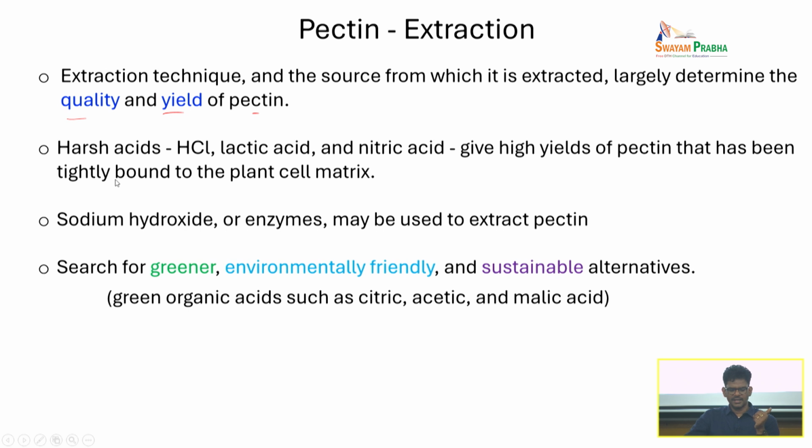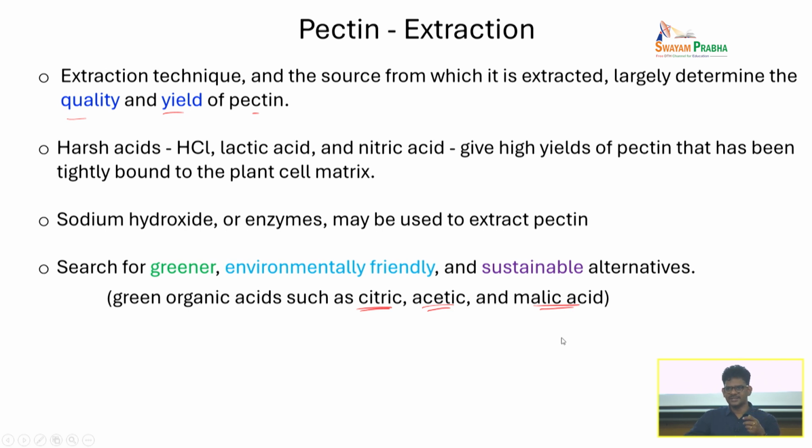Okay, in some cases alkali based extraction is also possible. Sodium hydroxide or even enzymes can be used to extract pectin. There is always a need for looking for greener, environmentally friendly and sustainable acids for extraction of pectin. Some of the green organic acids currently being researched include citric acid, acetic acid, malic acid, tannic acid, and so on.